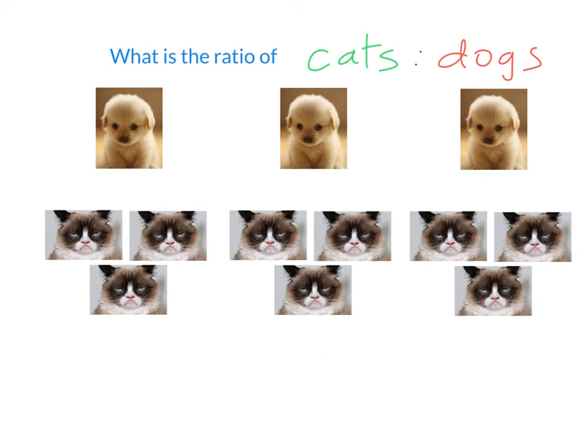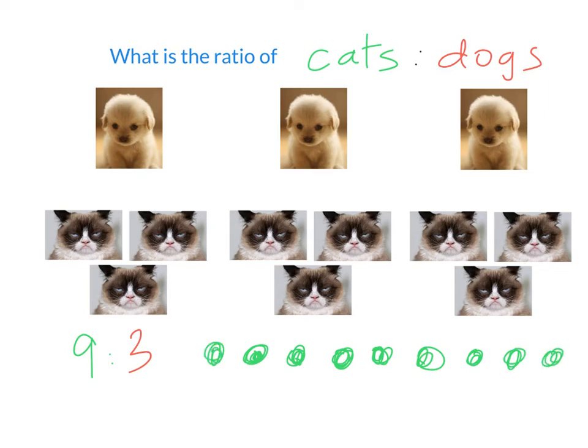Now, if we were trying to find the ratio of cats to dogs, we know that there are 9 cats to every 3 dogs. If we wanted to represent that in a model, I usually use circles. So let's do 3, 4, 5, 6, 7, 8, and let's draw it back here, 9. For every 9 green circles, there are 3 red circles. And that's one way we could do it.